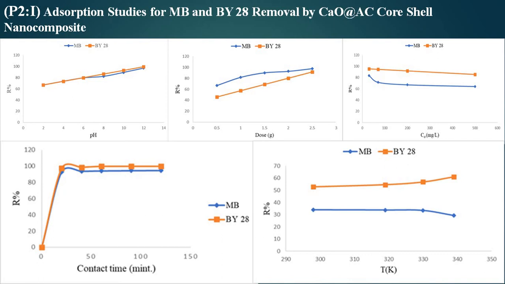Adsorption study: evaluating the nanocomposite for the removal and adsorption of cationic dyes. As we can see for both dyes at different batch parameters like pH, we found that with increasing pH the adsorption capacity and the removal efficiency increase, indicating a more negative charge, which increases the electrostatic attraction between the dyes and the surface of the nanocomposite. We also found that the adsorption capacity increases due to the increase in surface active sites.